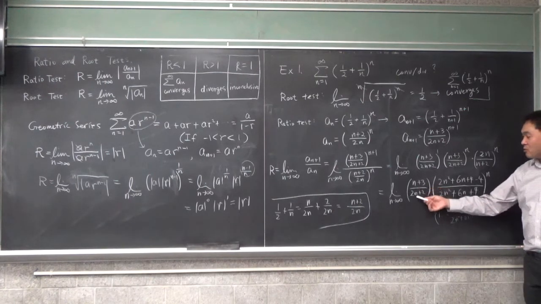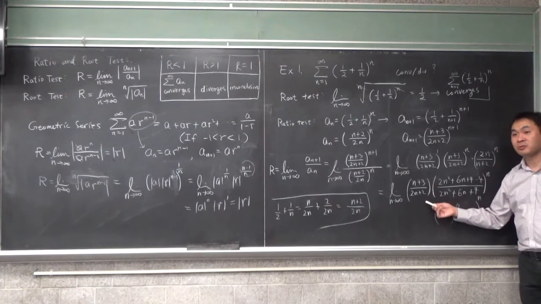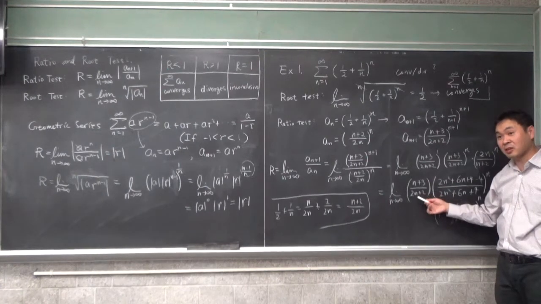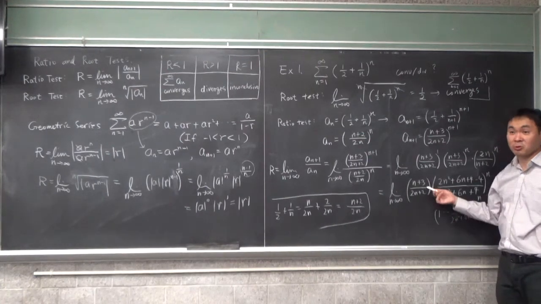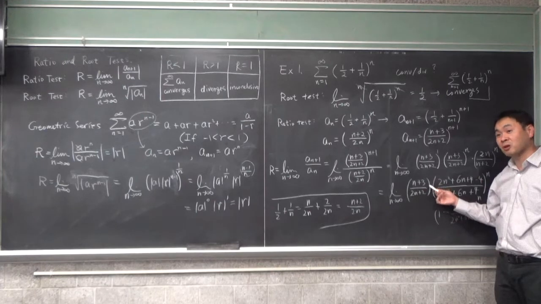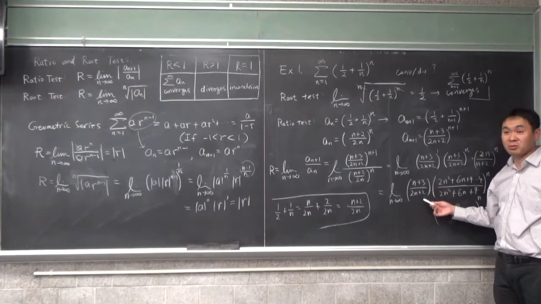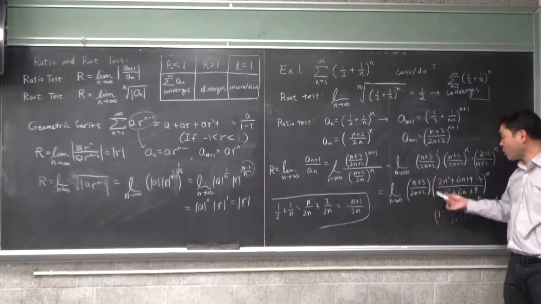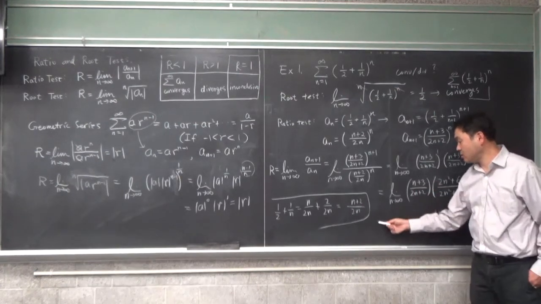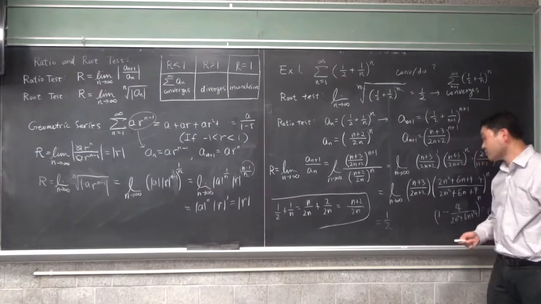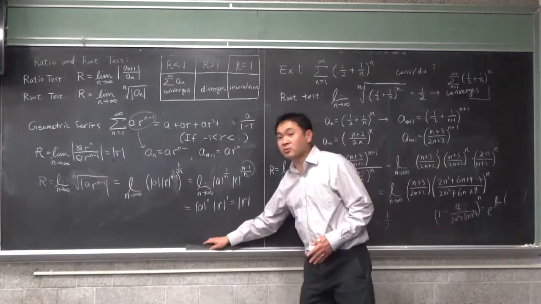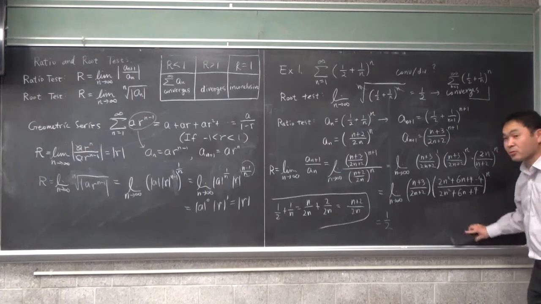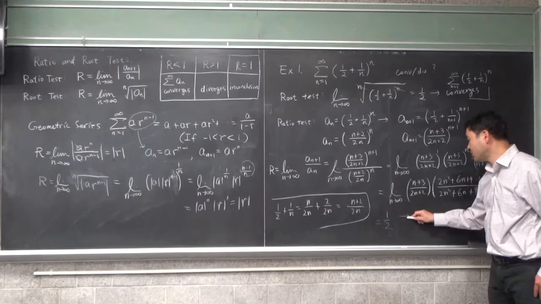And what about this one? What's the limit of n plus 3 over 2n plus 2? 1 over 2, because n and 2n are dominating. Or you can also use L'Hopital's: differentiate n plus 3, which gives you 1. Differentiate 2n plus 2, which gives you 2. So 1 over 2 will be this limit. So 1/2 times 1 gives you 1/2. And because it's 1/2, you get convergence or divergence? Convergence.